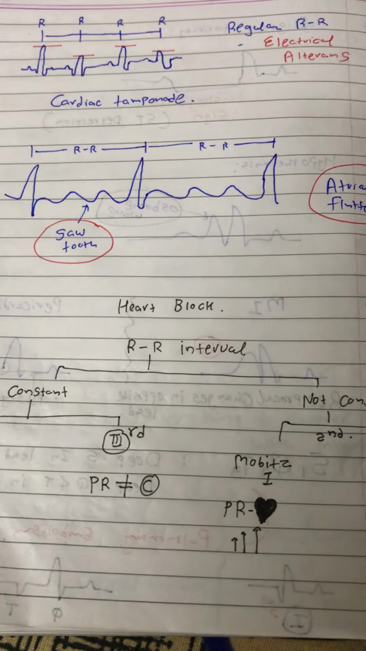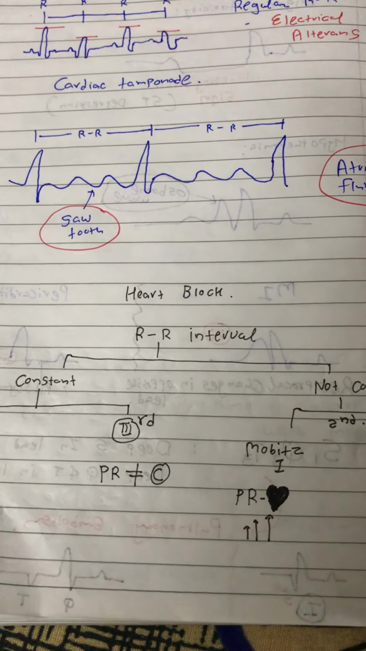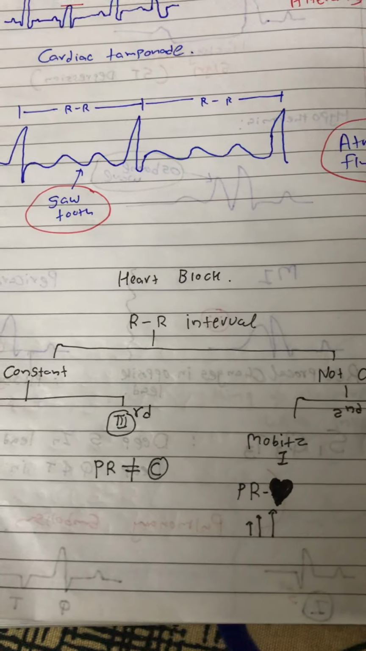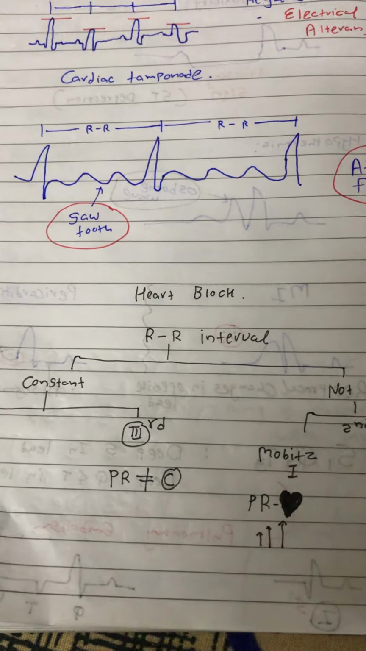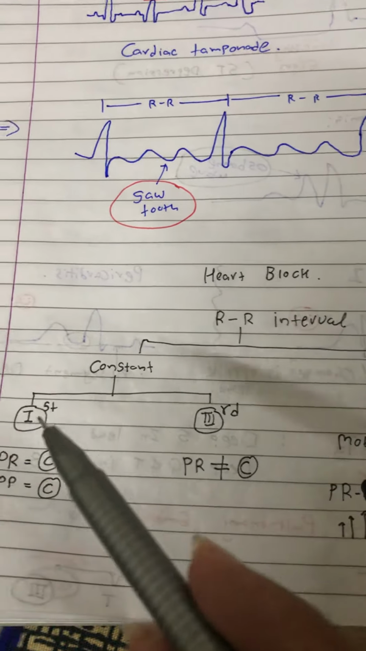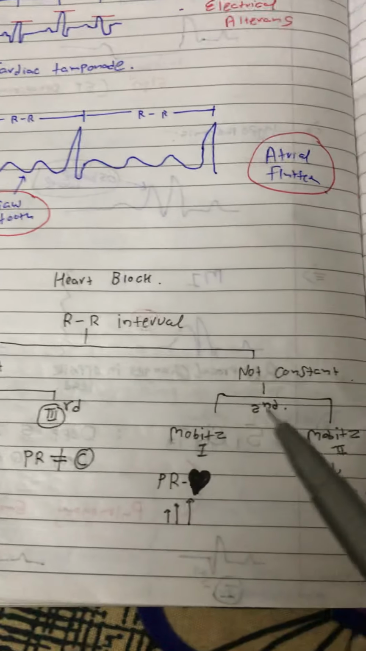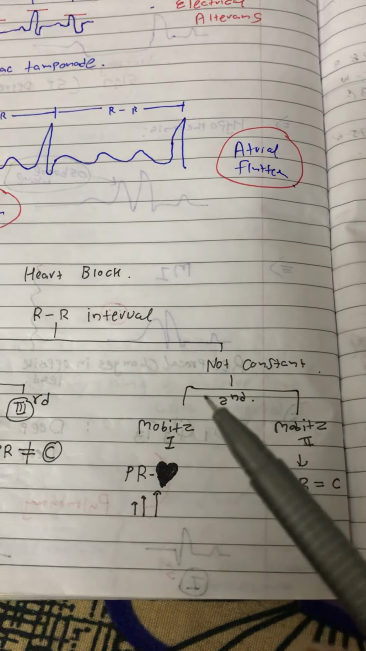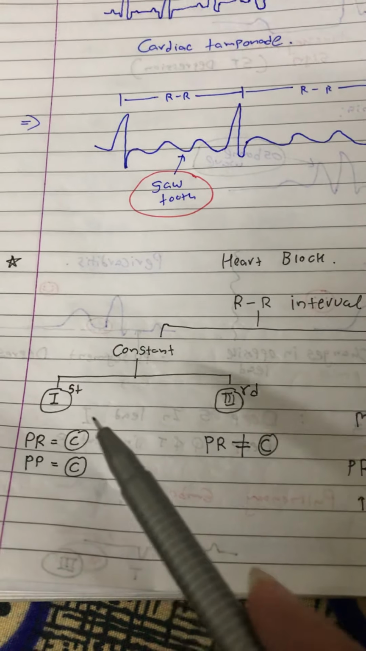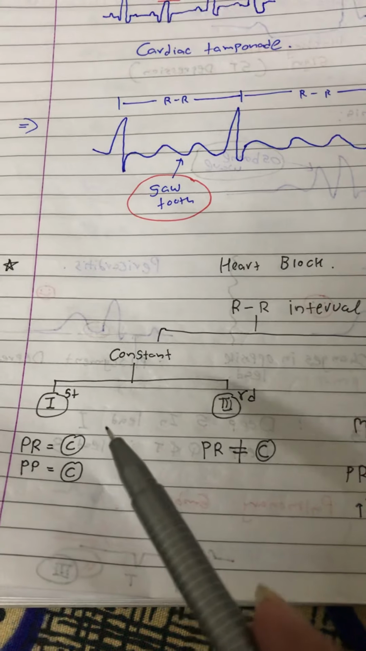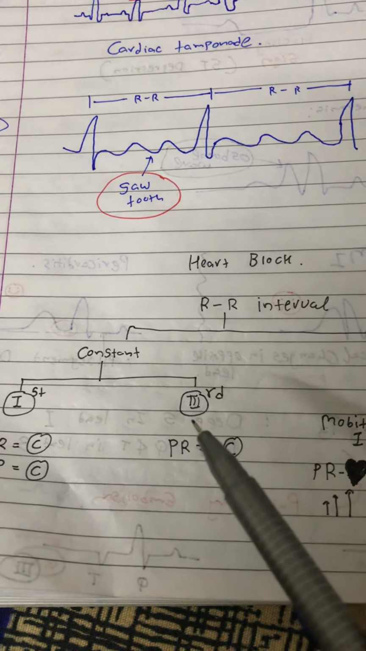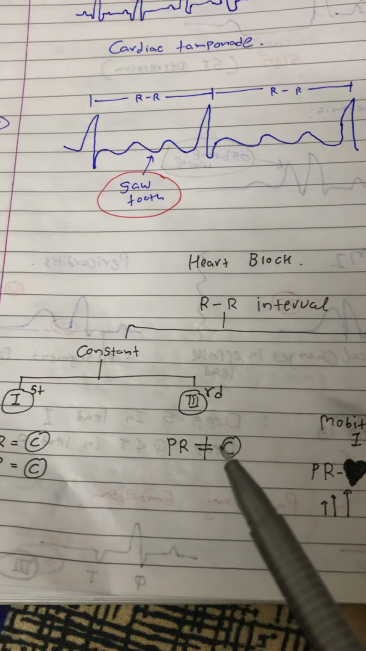And the most important topic is heart block. So how do we differentiate heart block types 1, 2 and 3? By the RR interval. If the RR interval is constant, then it may be first or third degree. If the RR interval is not constant, then second degree. Now in first degree, the RR interval is constant and the PR is also constant. While in third degree, the PR interval is not constant.